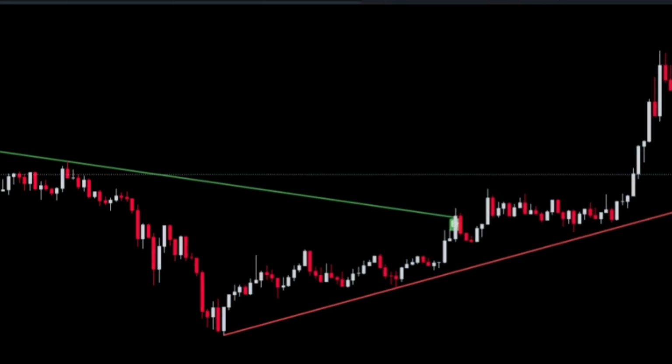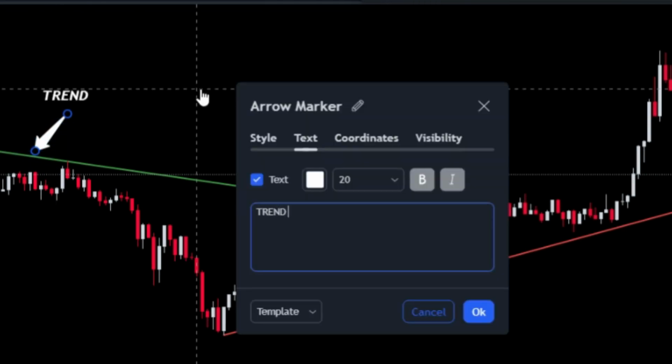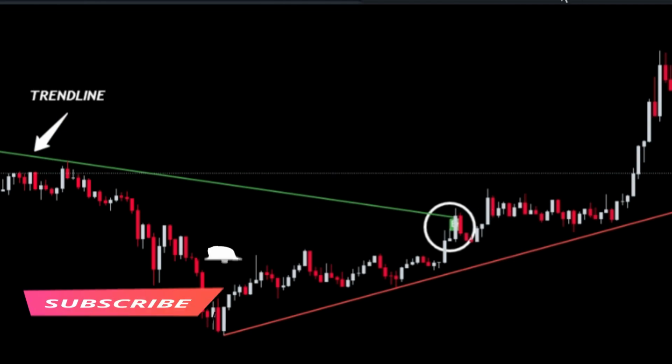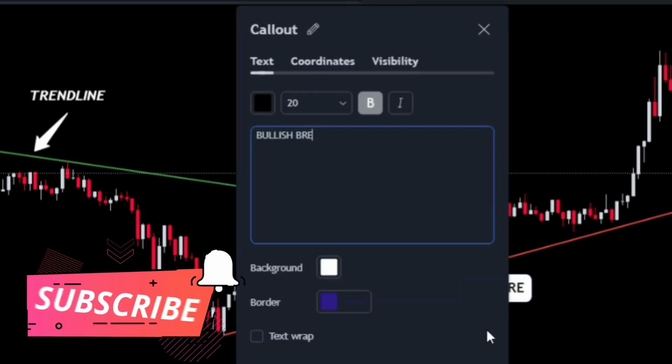And when the price breaks above a trend line, the indicator will give you a buy signal, suggesting it might be a good time to consider opening a long position.